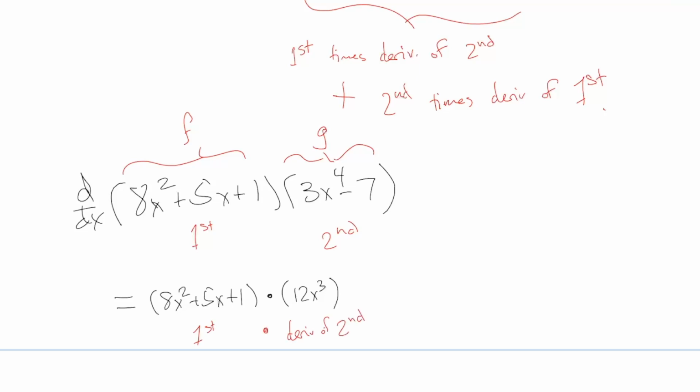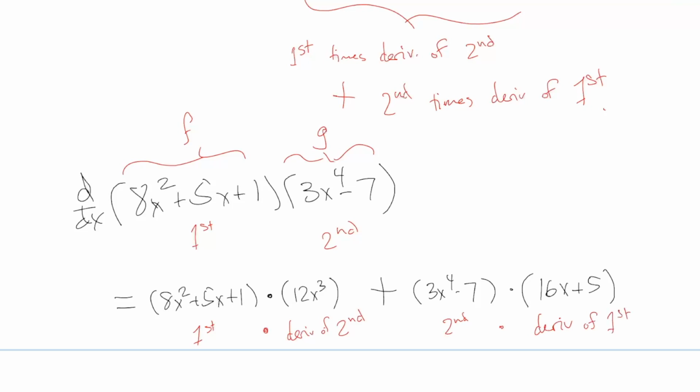I'm trying to do the product rule here. The first thing times the derivative of the second thing, and then plus the second thing times the derivative of the first thing. All right, the second thing, just like it is, 3x to the 4 minus 7, times the derivative of the first thing. Look at the first thing and take the derivative: 16x plus 5. So this is the second times the derivative of the first.